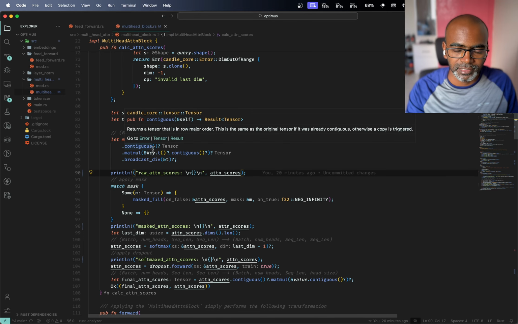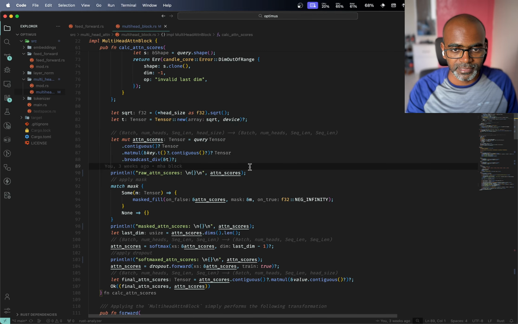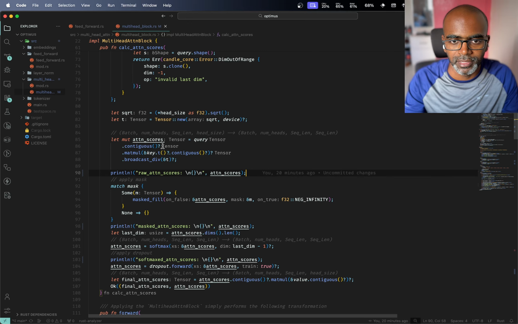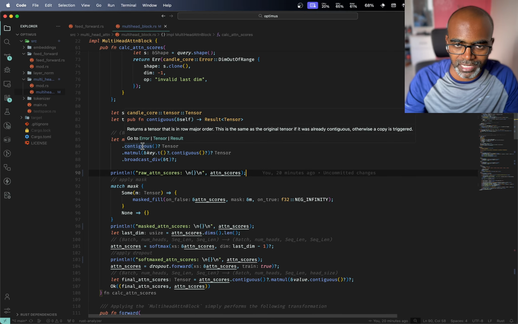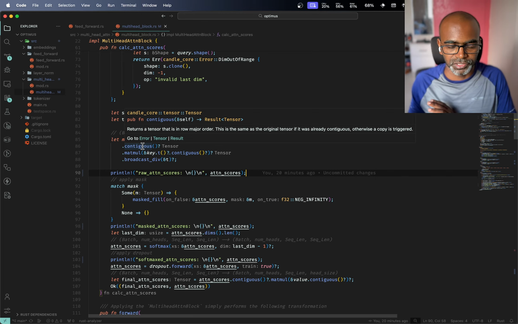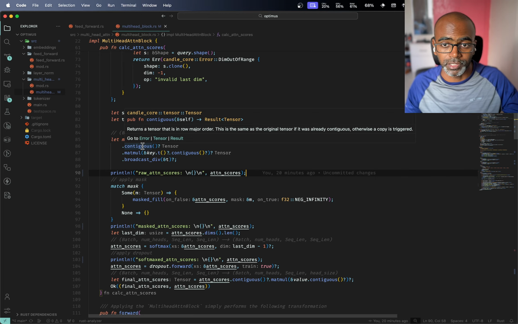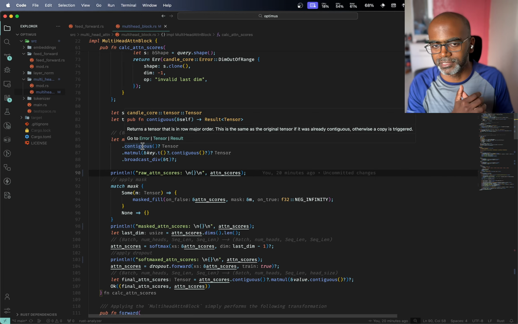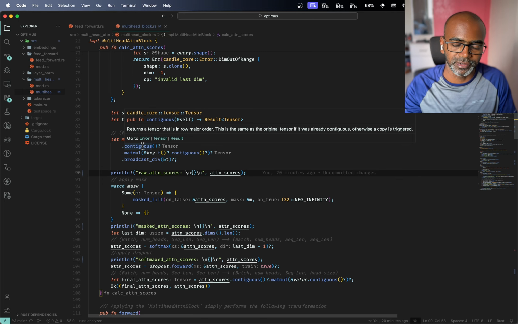You are going to take the attention score. In this case, this has to be contiguous, so I'm just ensuring that. This is another thing: you can actually take an existing tensor and create a contiguous version of it, if it's not already contiguous. You can do that, so you don't have to worry about whether your tensors are contiguous or whether you have to do something else. That's something interesting that's already provided.